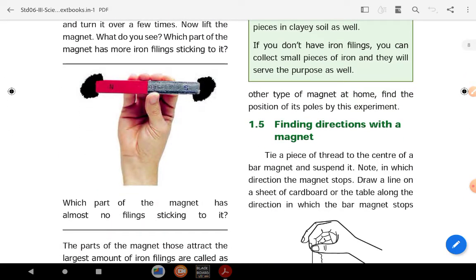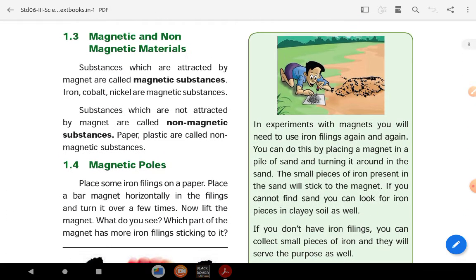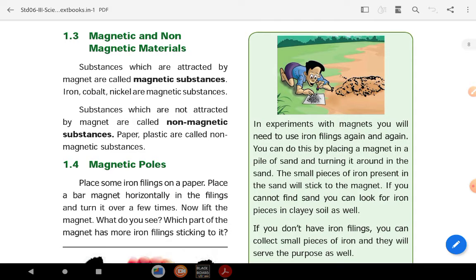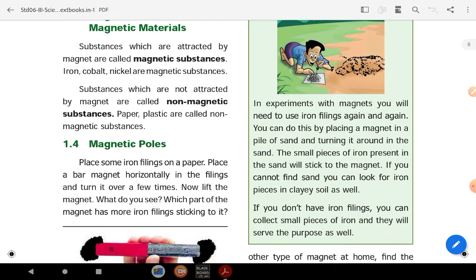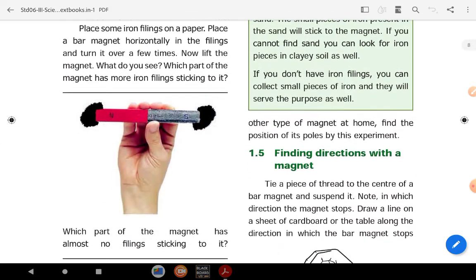Okay, and you can do it also. This experiment, see this boy is going around in the mud and is collecting some iron filings. He's using a magnet and he's pulling out some pieces of iron from the sand. You can do this experiment.